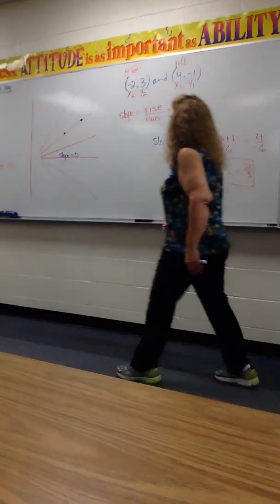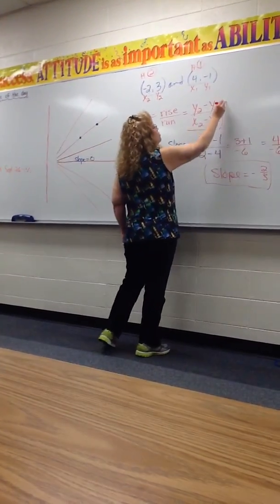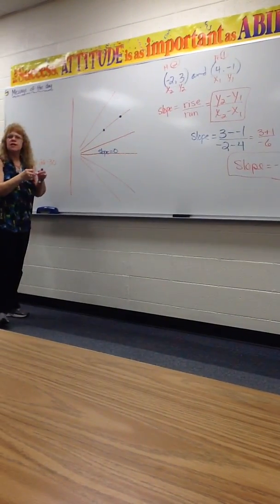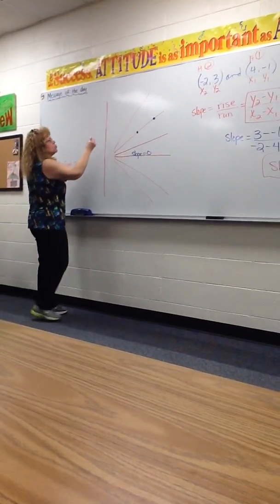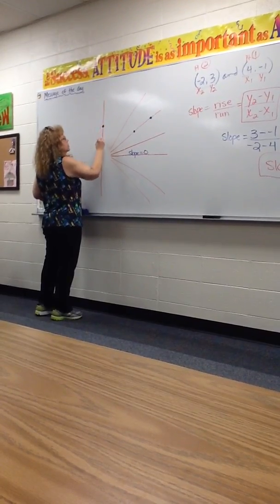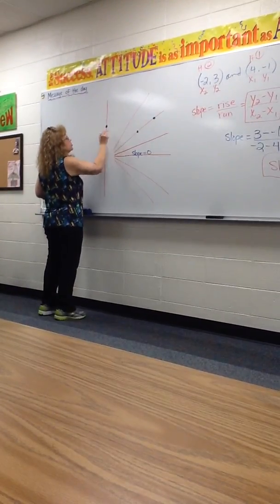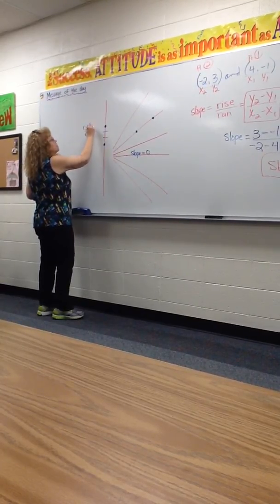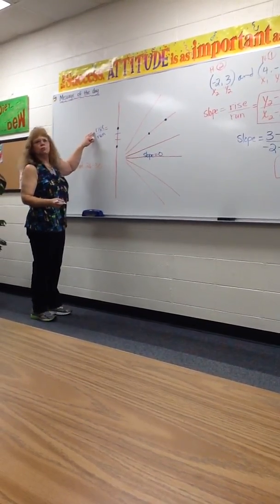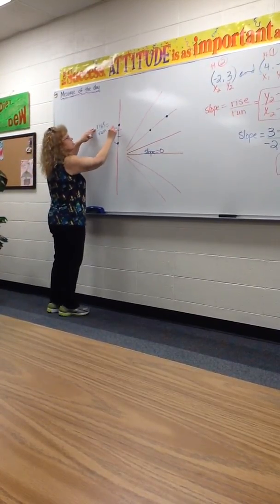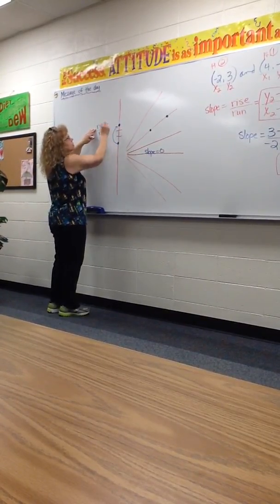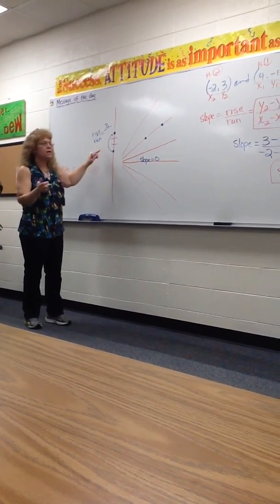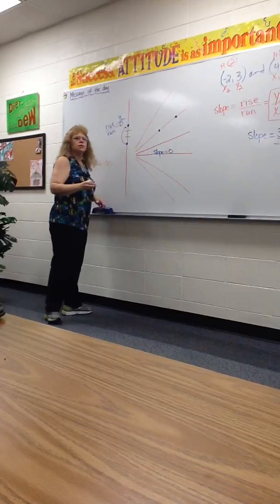And the reason why, if you use the y2 take away y1, x2 take away x1, look over here. If you use rise over run, what's the rise to get from this point to this point? How many do I go up? 3. But what's the run? How many over? How many left or right? 0.